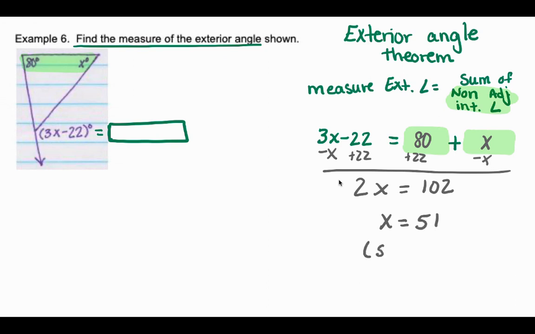And now I need to substitute this value into my calculation. So when I look at this, it's going to be 3 times 51 minus 22. So that's 153 minus 22 to give me 131 degrees. So use these notes and examples as needed to help you with section 4.1.